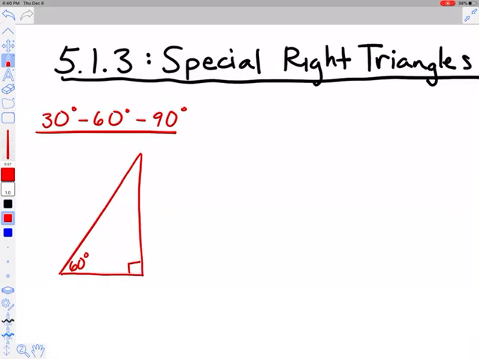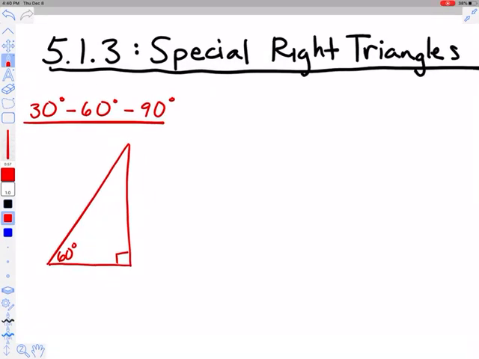Hi, this video is going to be covering special right triangles, which you would have first learned in geometry and then again in Algebra 2. And these are the triangles where they are special because their trig ratios and their angles are all rational numbers.